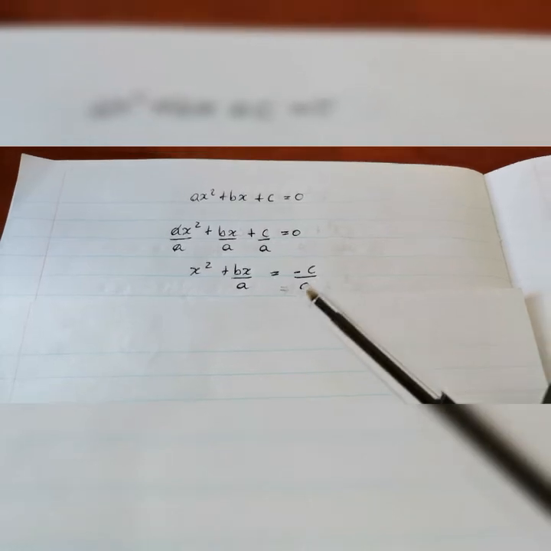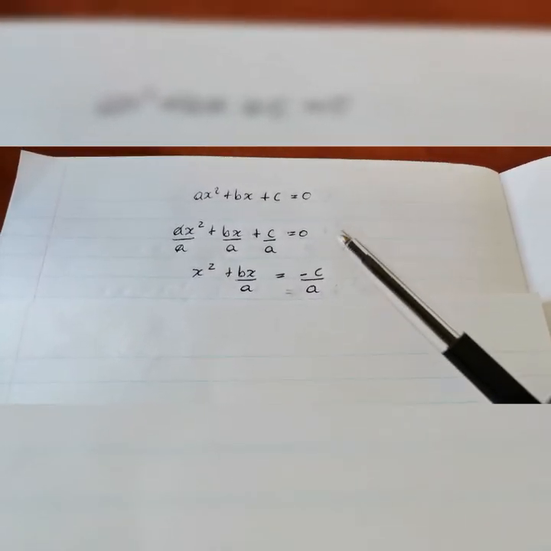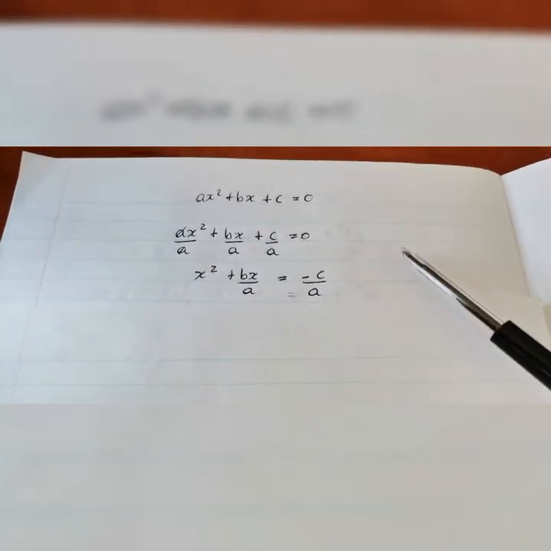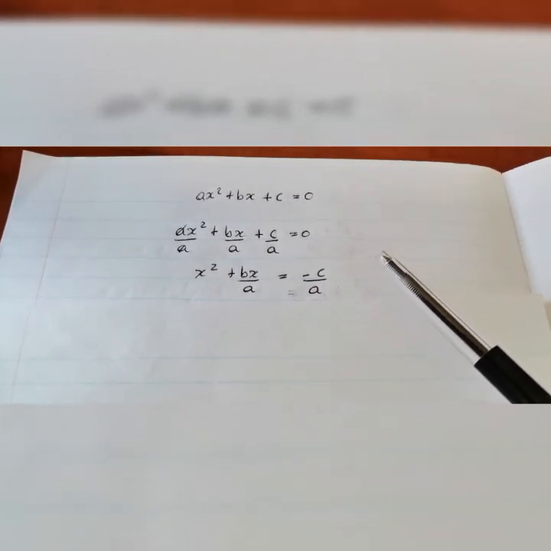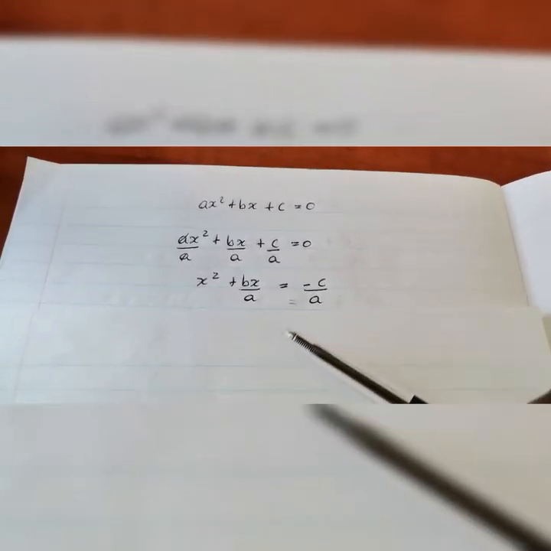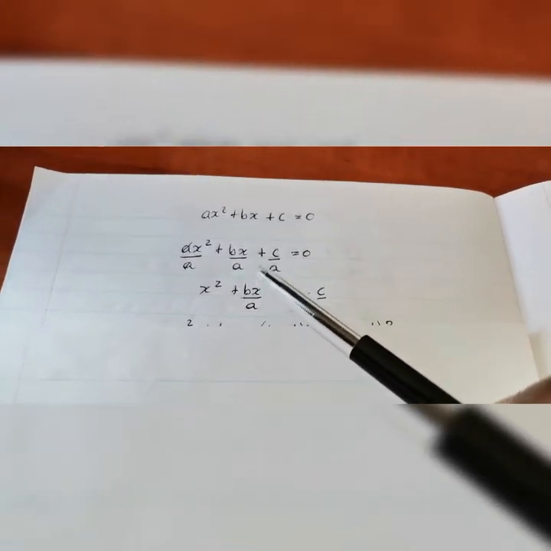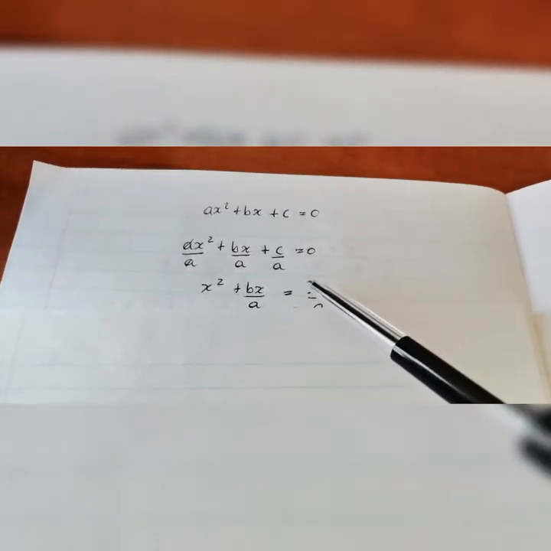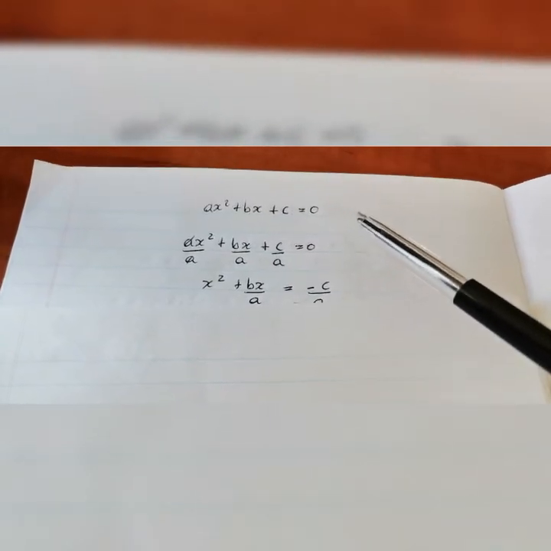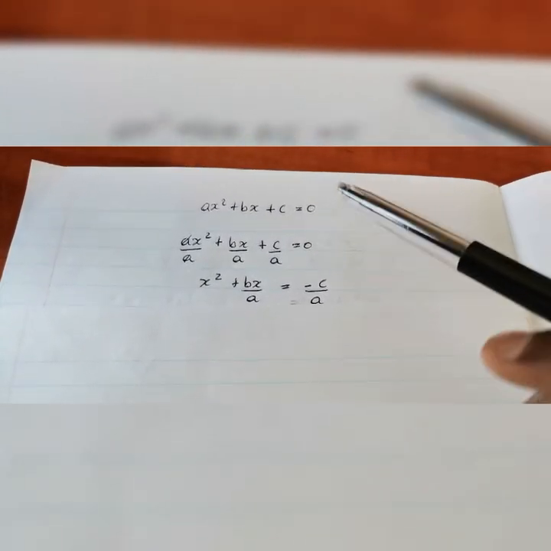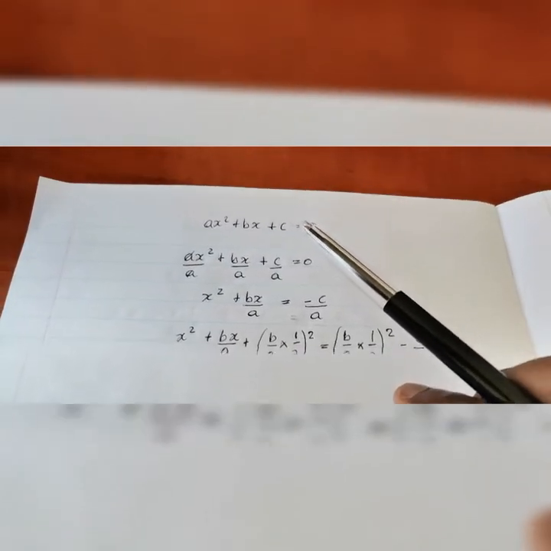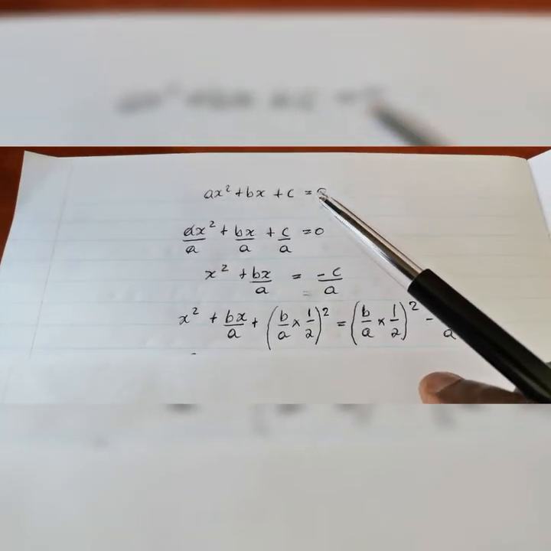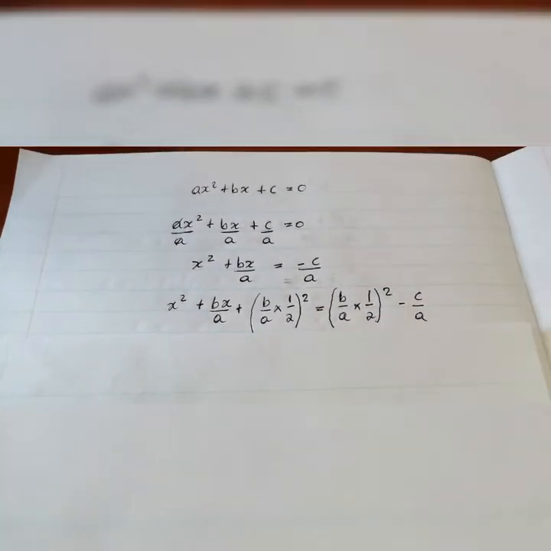Step number 3 tells us that we must move the term c over a to the right hand side of the equal sign, and we all know that when you're moving a term to the other side of the equal sign, it changes the sign. That is why we have negative c over a here. Then we move to the fourth step, which states that we complete the square.